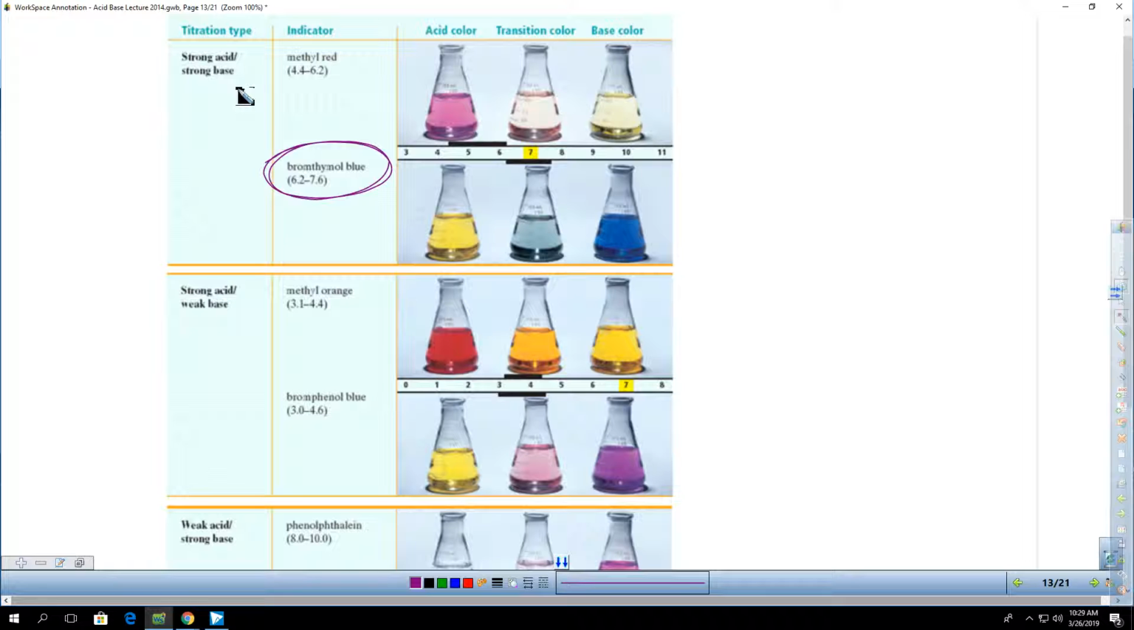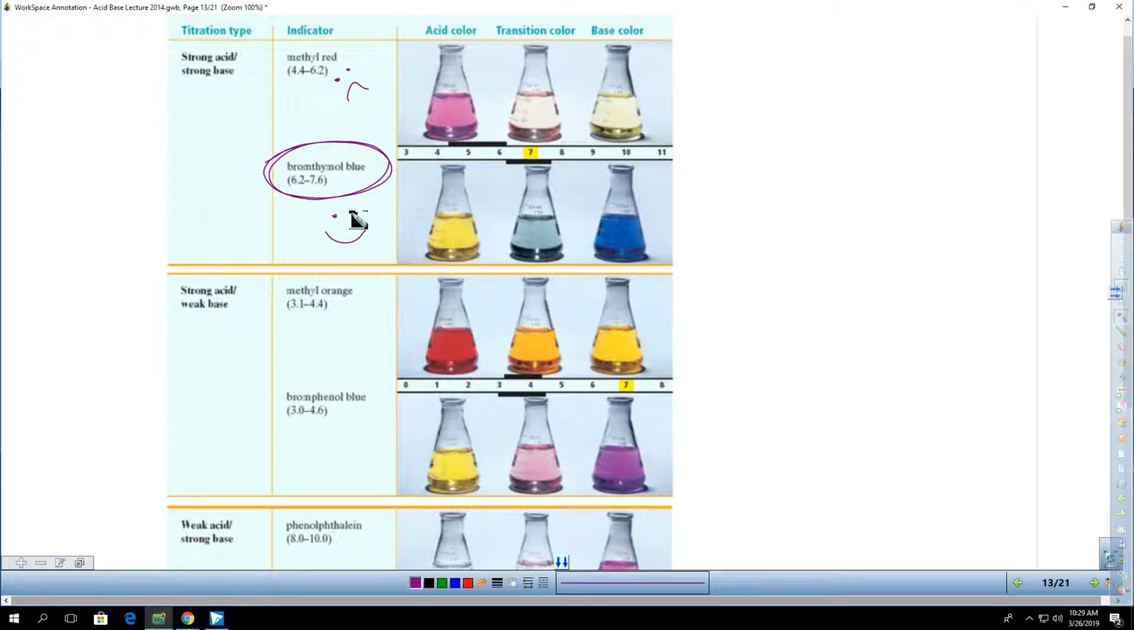That methyl red, I don't know about that one. I want something that turns colors at a 7. And I would never use this one. That one makes me nervous. This one, smiley face. I always use bromothymol blue. I love it. It gives me a great color change.